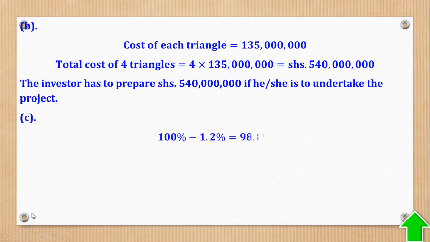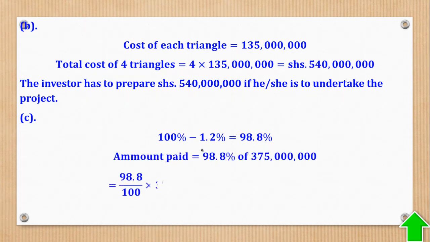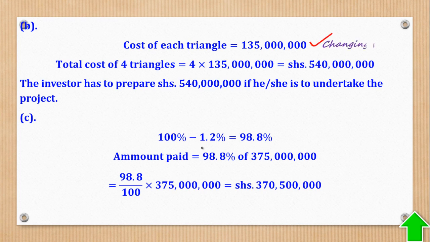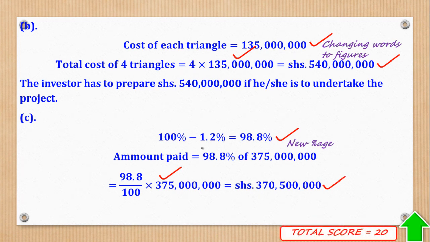So I'll come here and say a discount. I'll get the new percentage, which is 98.8. Then I can now get the amount paid, which is that. And that's how we could get a score of 20.